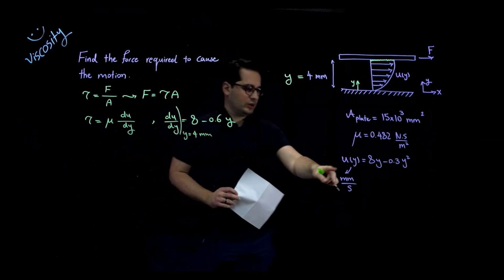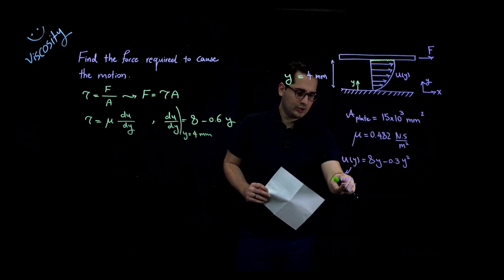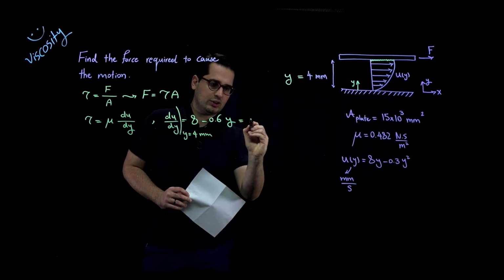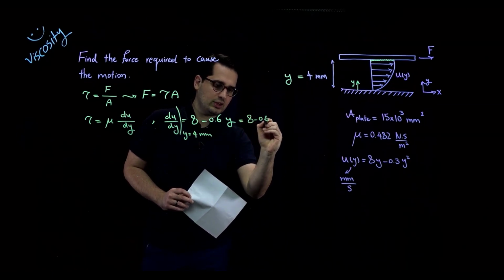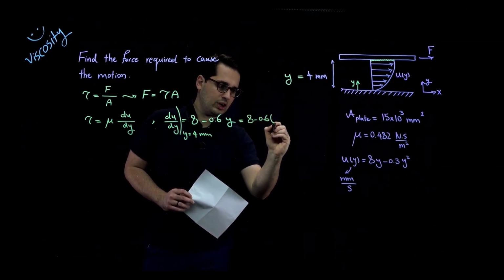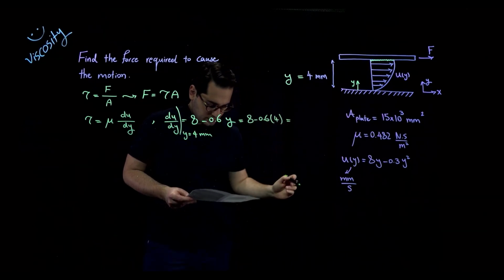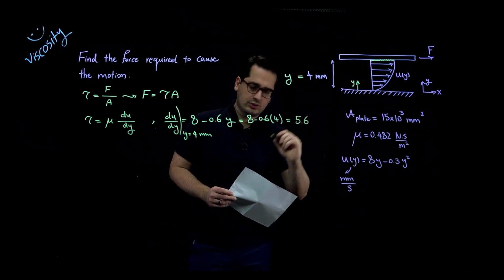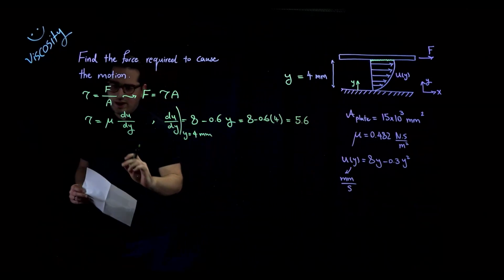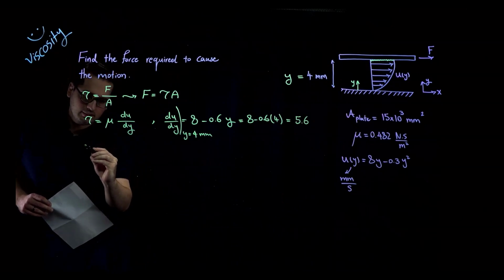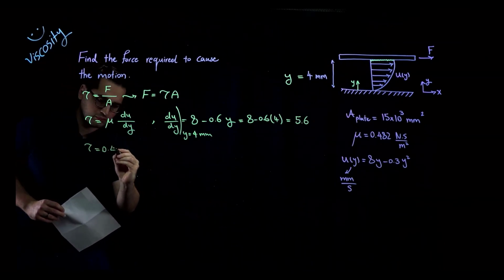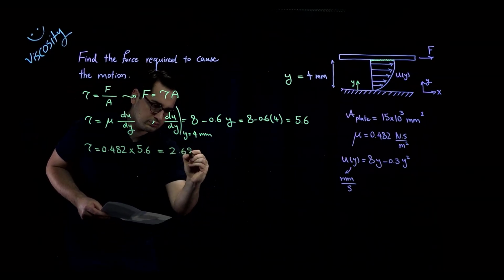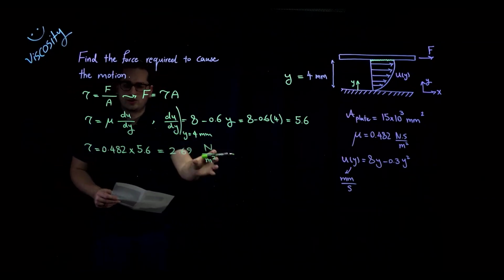And notice that the units for y and u are millimeters and millimeters per second. So I can directly put that into this equation. It would be 8 minus 0.6 times 4. And this gives me the value of 5.6. Perfect. So this is du over dy. Now I can calculate shear stress. And the result would be, perfect. Okay, so this is shear stress.